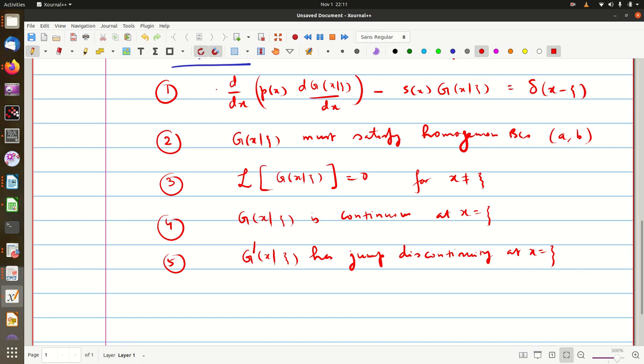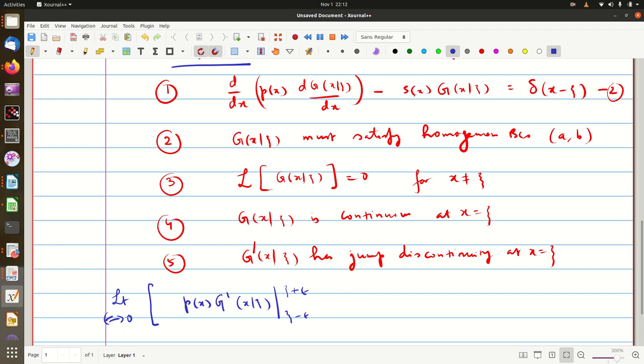So what we will do is we will integrate this equation. Okay, let's call this equation 2. From xi minus epsilon to xi plus epsilon, and take the limit epsilon tending to 0. So let's do that. If you take the limit epsilon tending to 0, the integration of d by dx of that whole thing will give you p of x into g dash of x comma xi between xi minus epsilon and xi plus epsilon.